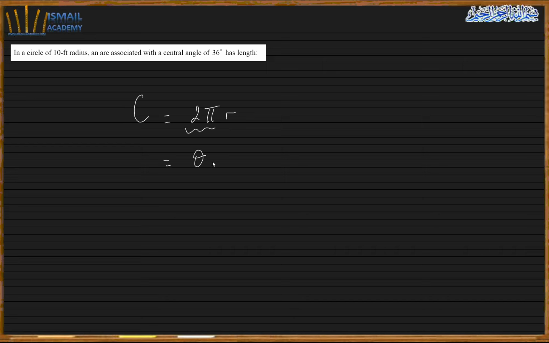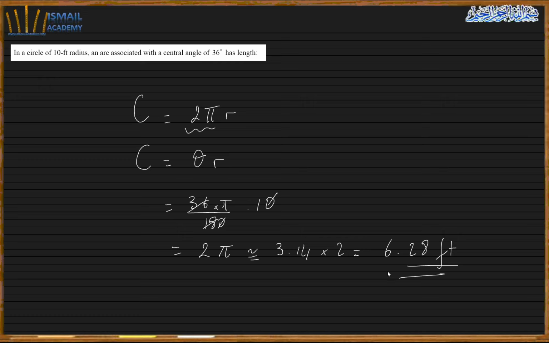So here the angle made by the radius is a full circle, which is 2 pi. Here we're looking for a specific angle, so we replace this 2 pi by the angle. Now the angle is 36, but we need it in radians, so it's 36 times pi divided by 180. R is 10. So here you see I can simplify this. 36 is twice 18, so it's going to be 2 pi, and I know that pi is approximately 3.14. So it's going to be 3.14 times 2, which is 6.28 feet. So this will be my length for the arc made by 36 degrees with the radius 10 feet.